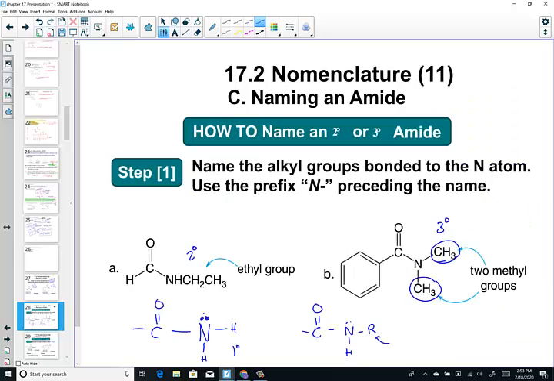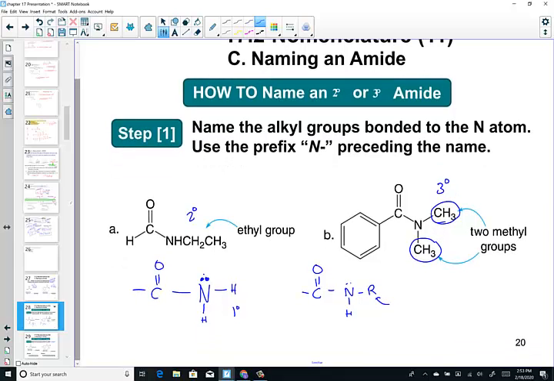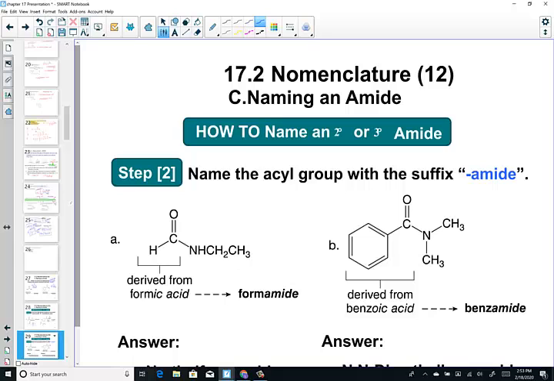And in the next structures, we're looking at systematic names for these groups that have N's on them, the secondary and tertiary amides that have to be given names. So give a systematic name for each amide. And as I look at the example, here's our step-by-step process.